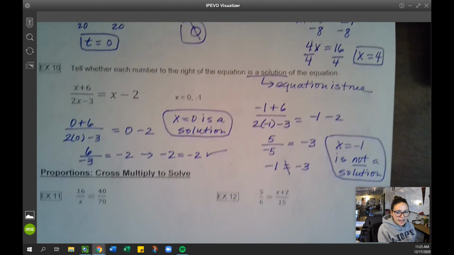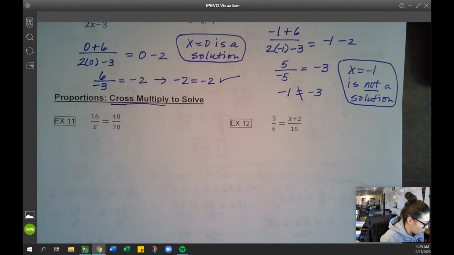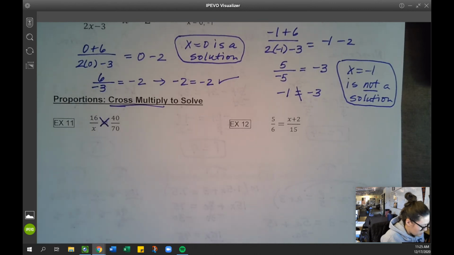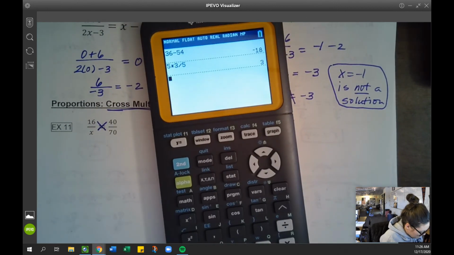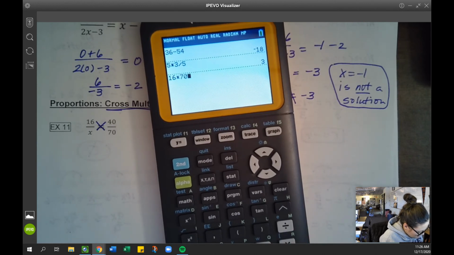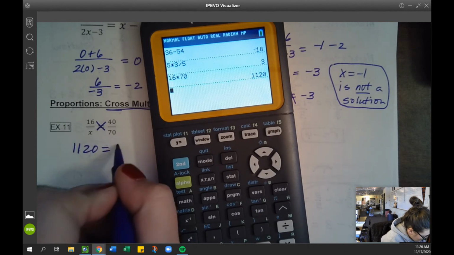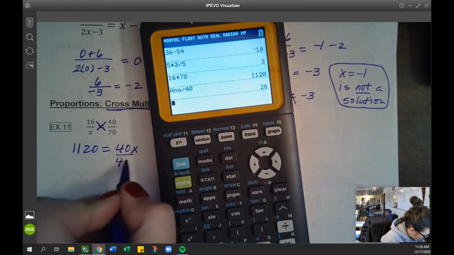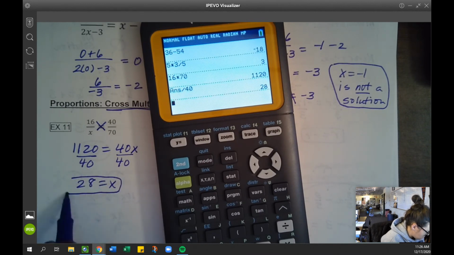All right, last thing here, proportions. To solve proportions, we cross multiply. So when you see a fraction equal to another fraction, you simply multiply the numerator of one by the denominator of the other. So I'm going to do 16 times 70, which is 1,120. 40 times x is 40x. So I'm going to divide by 40. We get 28 equals x. It's as easy as that.